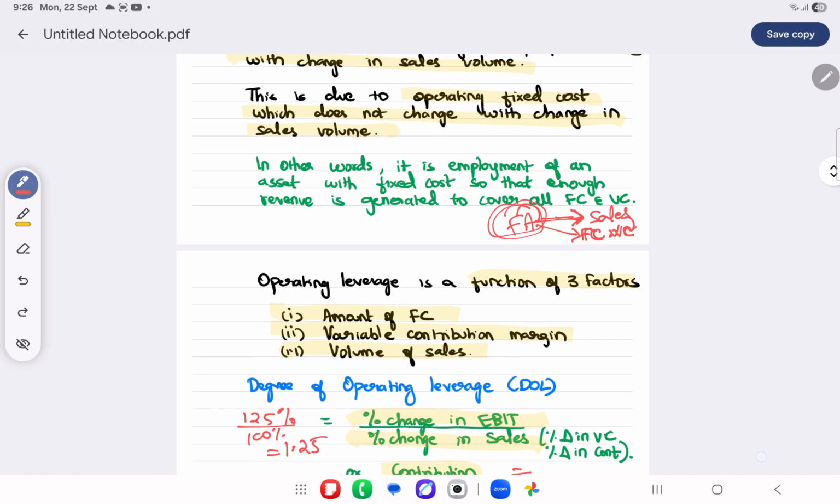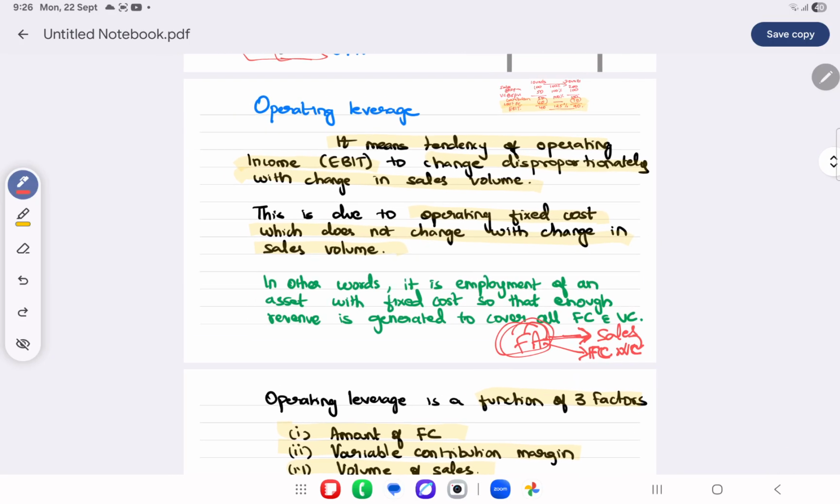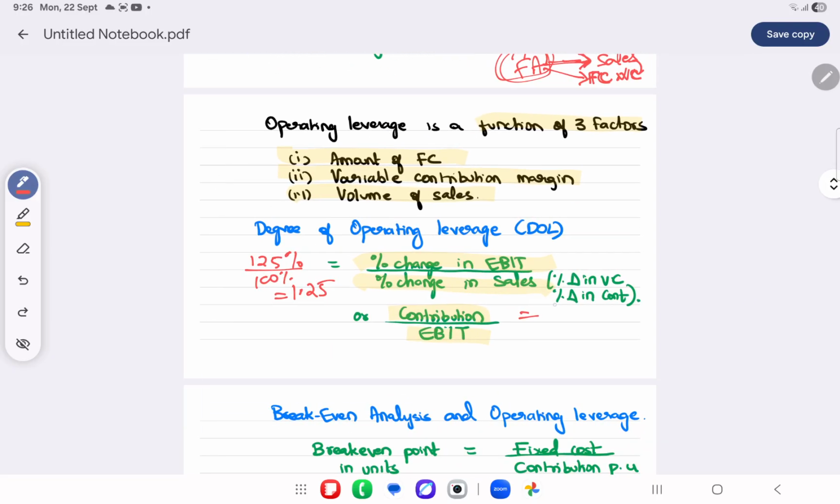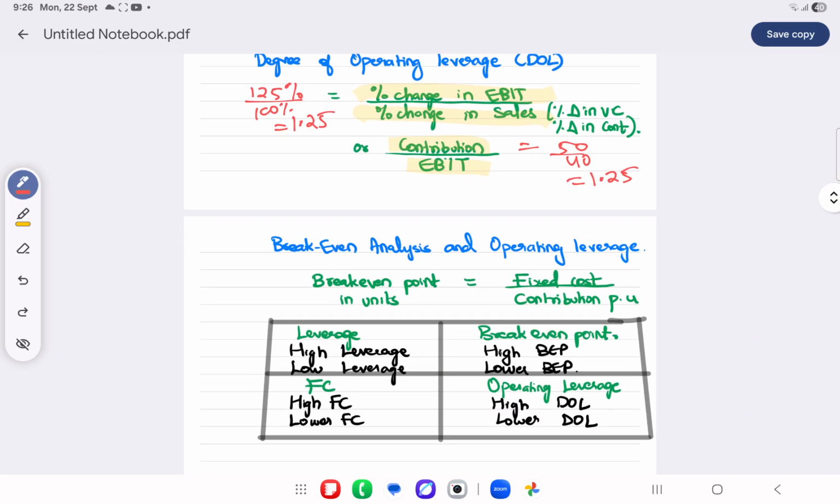Our contribution was how much? Our contribution was 50. Our EBIT was 40. So here also we have 1.25 degree of operating leverage.